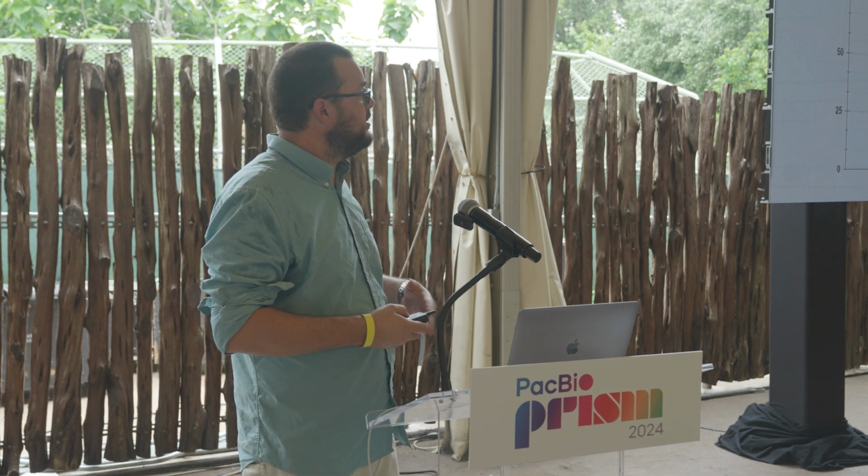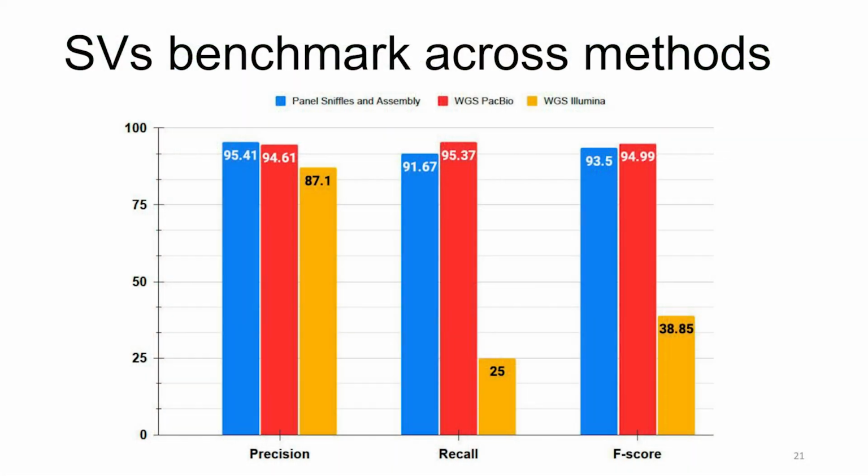However, the real benefit is coming from tandem repeats and structural variants, right? You see in blue is the panel, red is the HiFi whole genome again, and Illumina is in yellow. You see a clear performance difference. Here is the overall performance F-score between the different technologies. You see that the panel actually holds up to the PacBio whole genome, at a fraction of the cost of the PacBio whole genome, and clearly outperforms the Illumina reads.